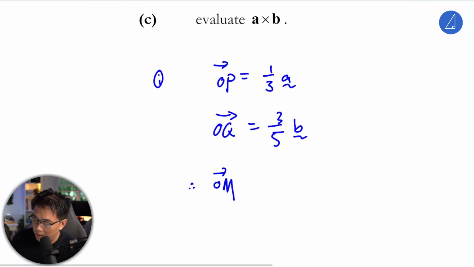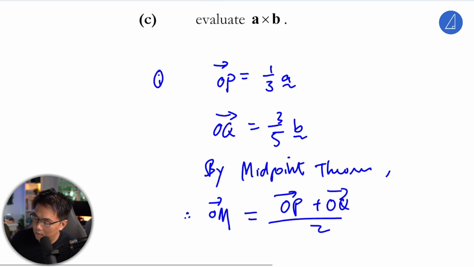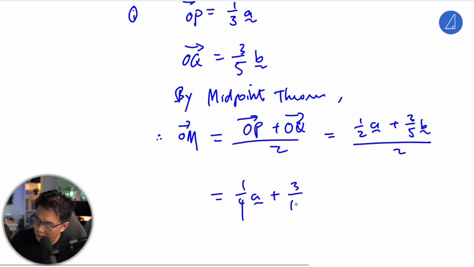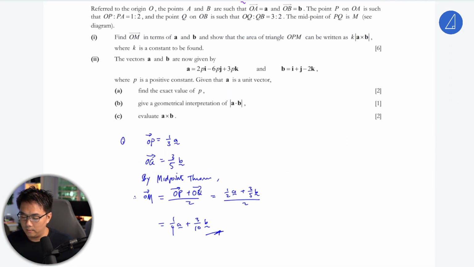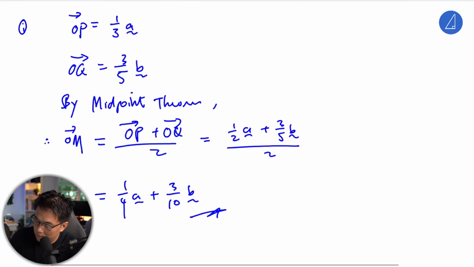OM by midpoint theorem. I know that OM is OP plus OQ divided by 2. Then that will be essentially half A plus 3 over 5B, divided by 2, giving 1/6 A plus 3 over 10 B. Okay, so that's it for OM. Sorry, I copied wrongly. This is 3, this is 6, 1 over 6. Okay, so this is 3.